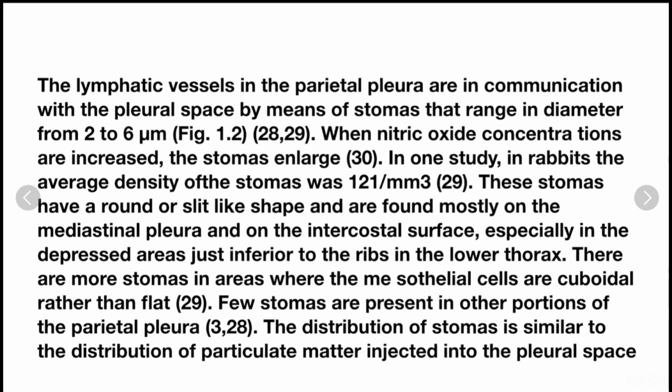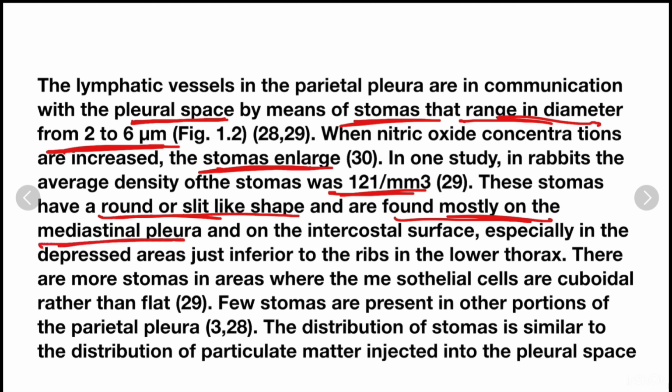Then they are telling that lymphatic vessels in the parietal pleura are in communication with the pleural space by means of stomata that range in diameter from 2 to 6 micrometers. When nitric oxide concentration is increased, the stomata get enlarged. In one study, the average density of the stomata was 121 per mm cubed. These stomata have a round or slit-like shape and are found mostly on the mediastinal pleura and on the intercostal surface, especially in the depressed areas just inferior to the ribs in the lower thorax.